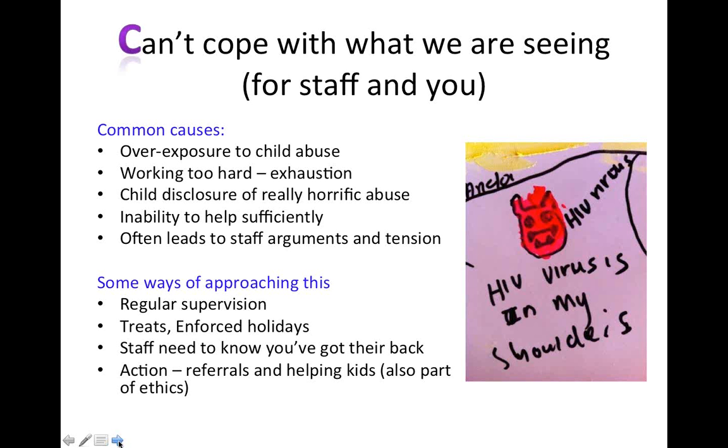The other thing that I think does help us, especially when you're doing epidemiological research, is to do action. If you have a severe child protection case, make a referral, do something about it. I think that powerlessness is often what can be very difficult.